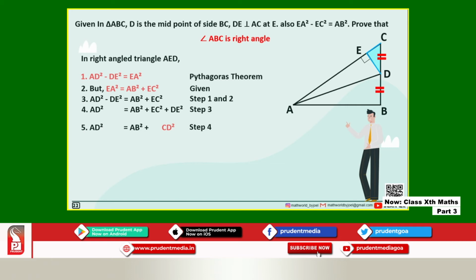Now once I have done this, if you look at the given, D was told to be the midpoint, right? So CD and DB are equal. So wherever we have CD, I can replace it with DB over there. So look at step number 5. I can write step number 7 exactly as step number 5, but all I'm doing is replacing the CD with DB, so it would become DB square.